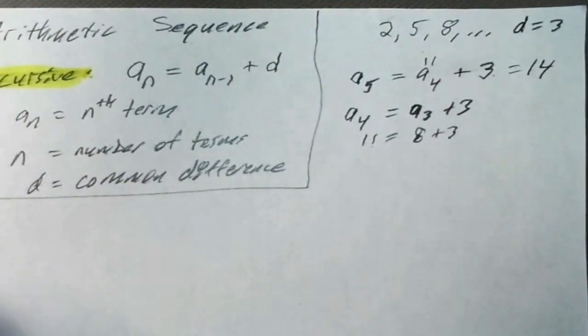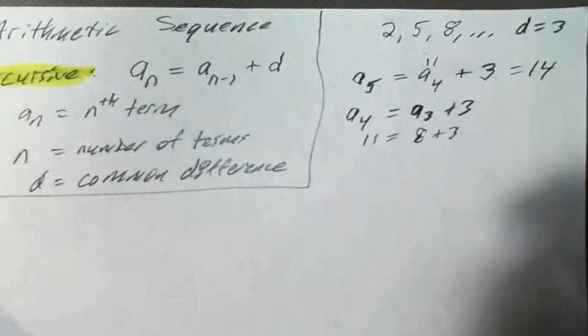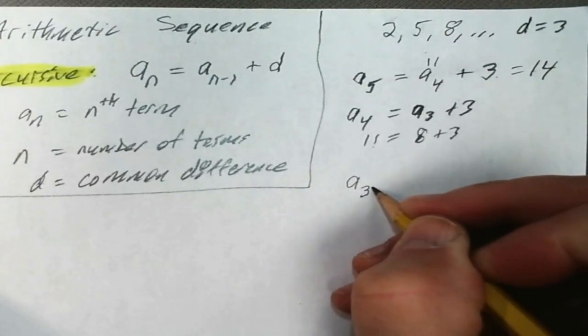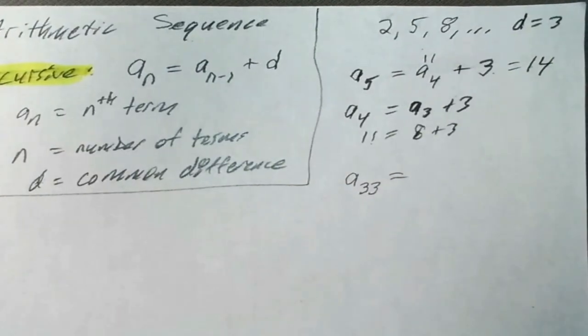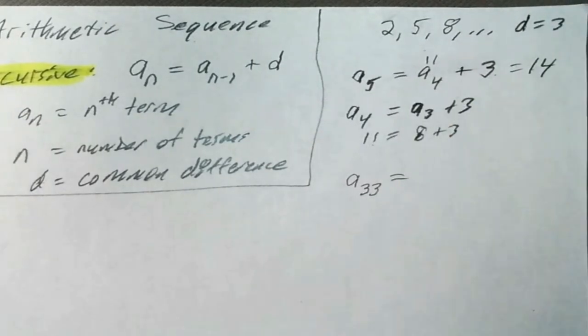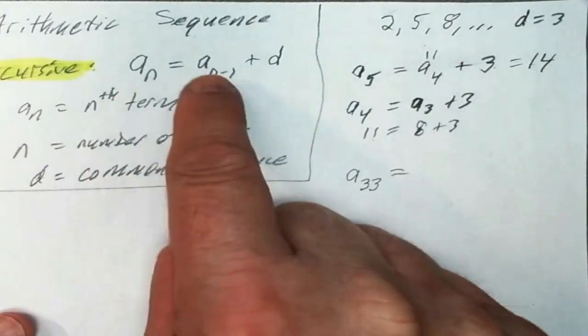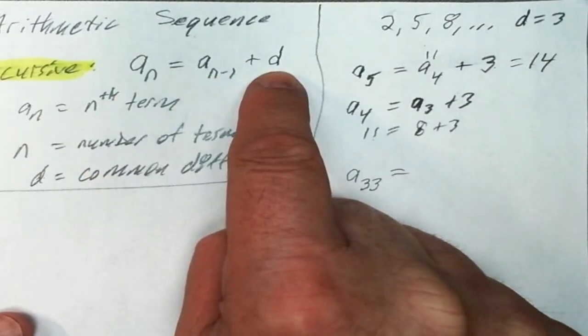But what if I want to know a sub 33? This is saying I want to know what is the 33rd number in that sequence. You're like, oh, please no, Mr. Brock. Please no. Because that means I got to find the 6th, the 7th, the 8th, the 9th, because I need to know the 32nd term. In order for this formula to work, to find the 33rd, I need to know the 32nd one so I can add 3 to it.